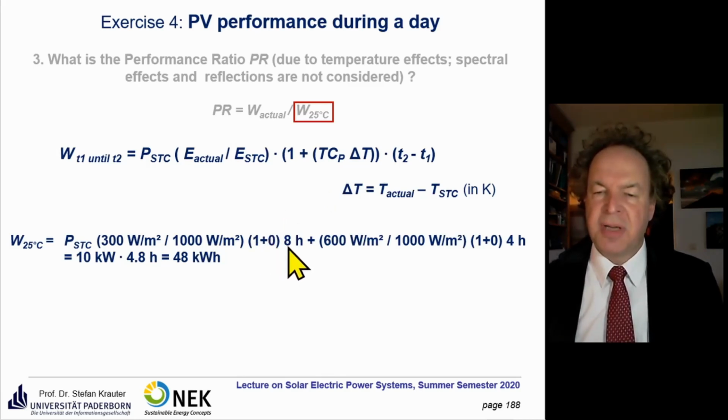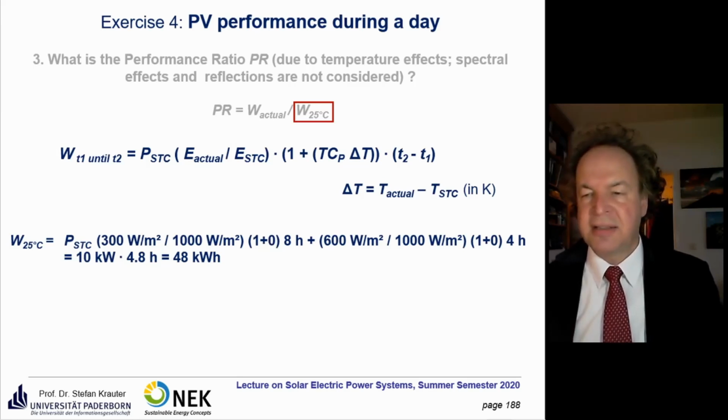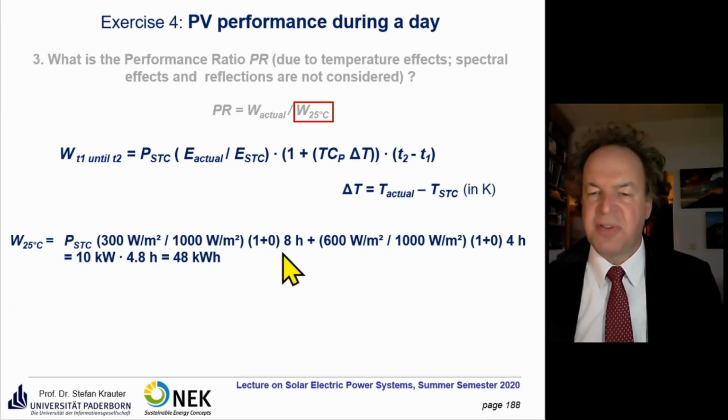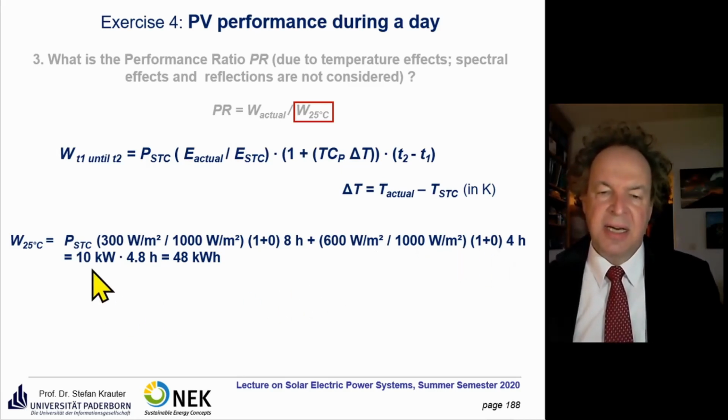Because we have symmetry in the morning and in the evening hours, and we can neglect the temperature, it's 2 times 4, that's 8 hours. Then the time around midday, 2 hours before and 2 hours after midday, that is 600 watt per square meter divided by 1000 watt per square meter times 4 hours. Altogether, we have 10 kilowatt times 4.8 hours. That is 48 kilowatt hours. So we know this already.